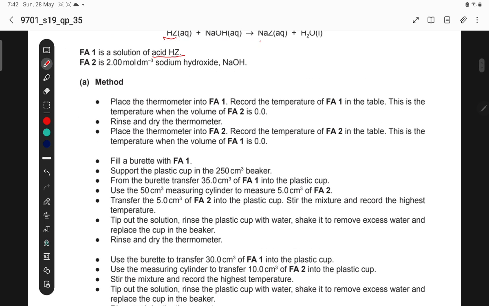Method, read the method very carefully. Place the thermometer into FA1, record the temperature of FA1 in the table. This is the temperature when the volume of FA2 is 0.0. Rinse and dry the thermometer. Place the thermometer into FA2, record the temperature of FA2 in the table. This is the temperature when the volume of FA1 is 0.0.